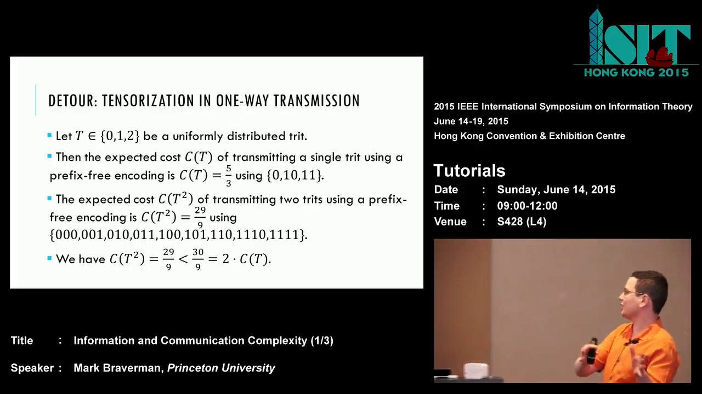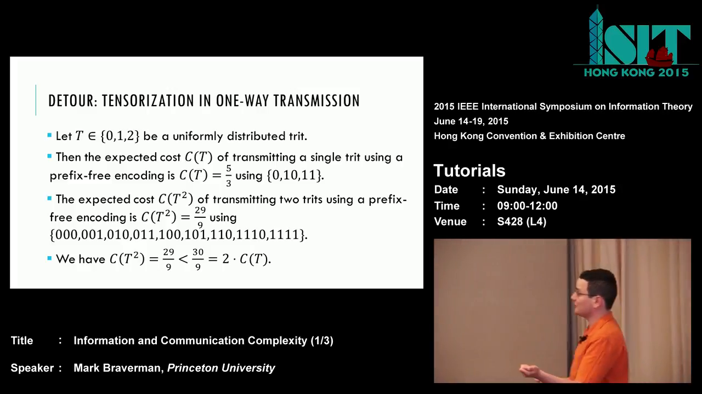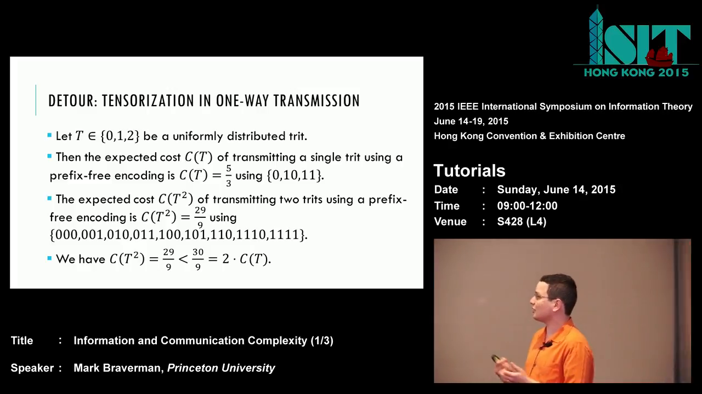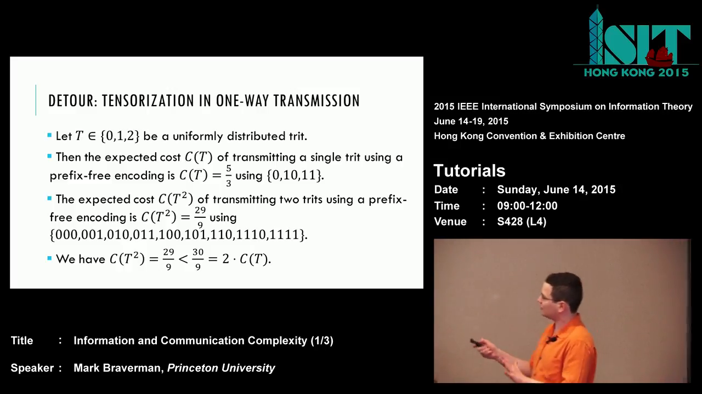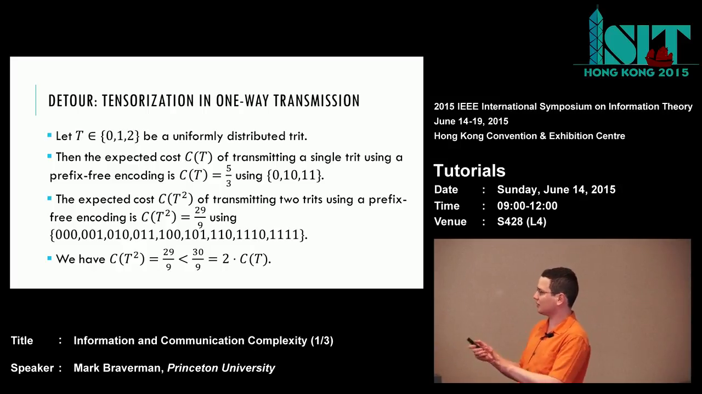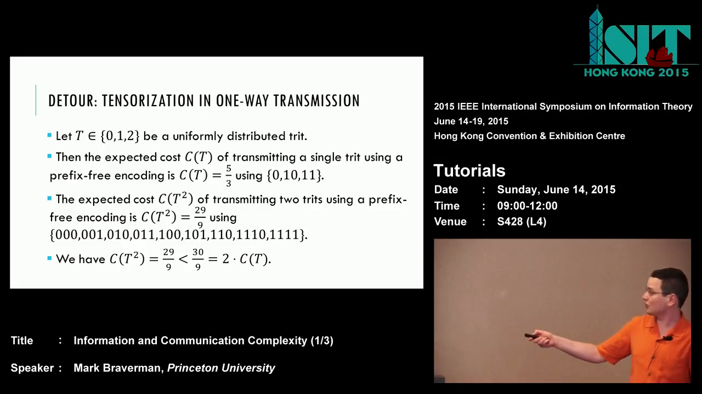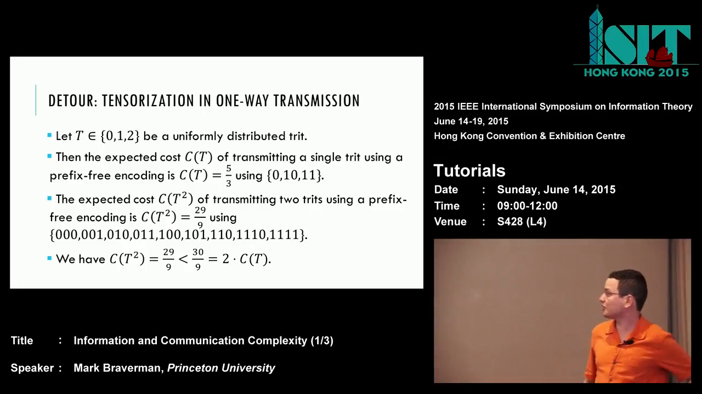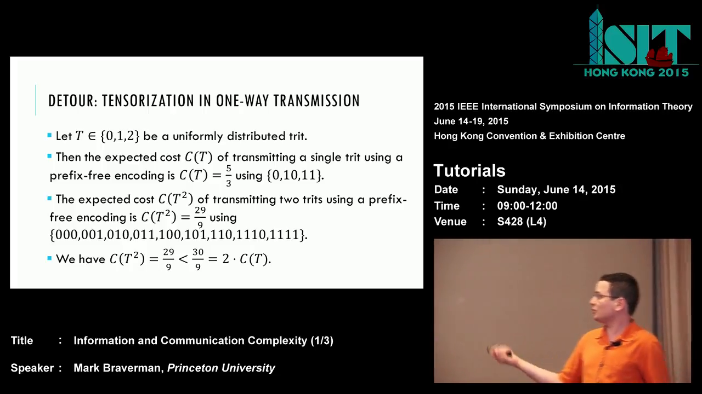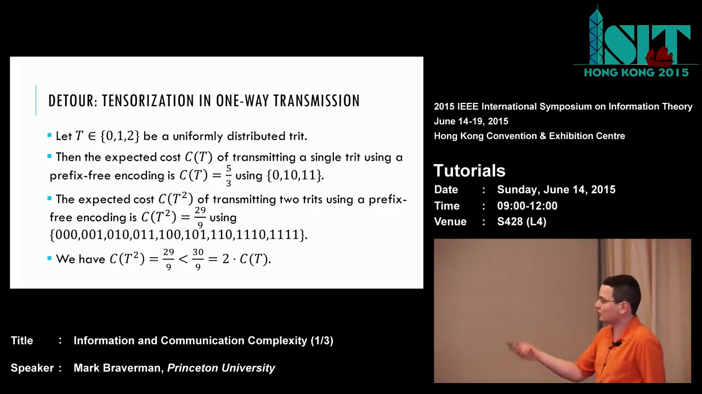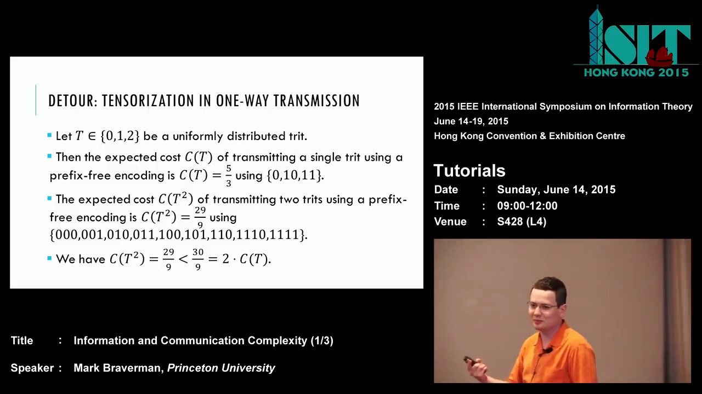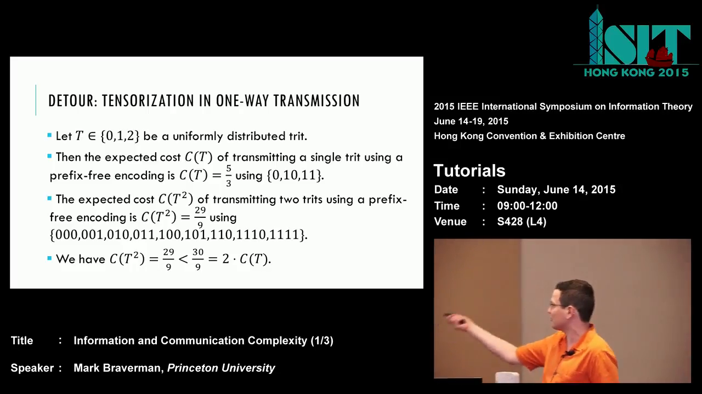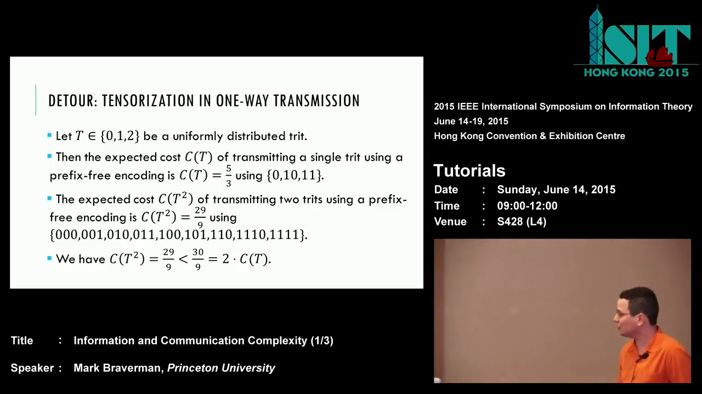Now let's look at the other extreme, the transmission case. How does tensorization behave there? Just for simplicity, let's look at a very concrete problem. We want to be transmitting treats. So T is a uniformly distributed treat, and we want to transmit it using a prefix-free code. It's an easy exercise to see that to transmit a single treat, you need 5/3 bits. That's the best encoding you can do.